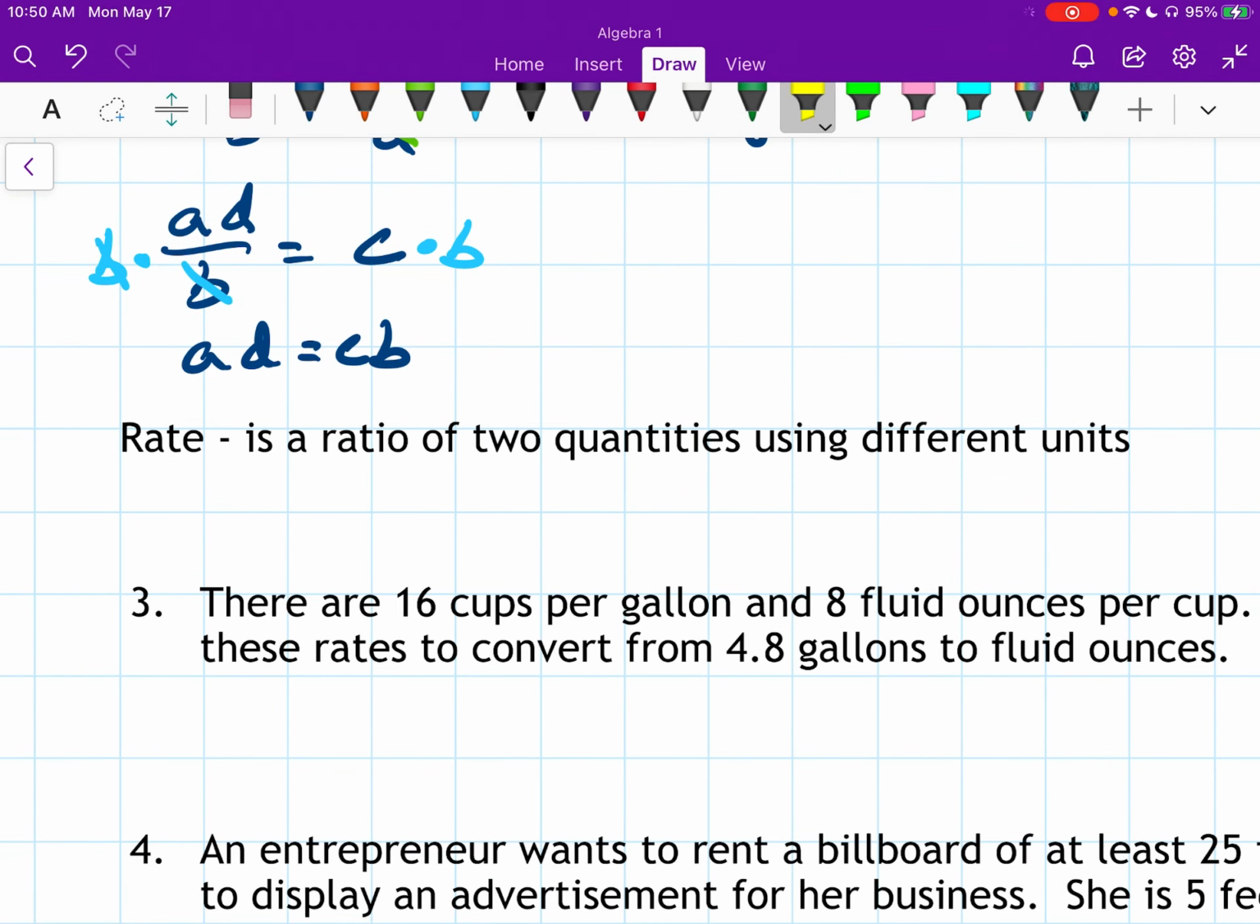Next up, the word rate. A rate is a ratio of two quantities using different units. An example rate would be miles per hour. It's a ratio of quantities using different units. I guess you could use more than two.